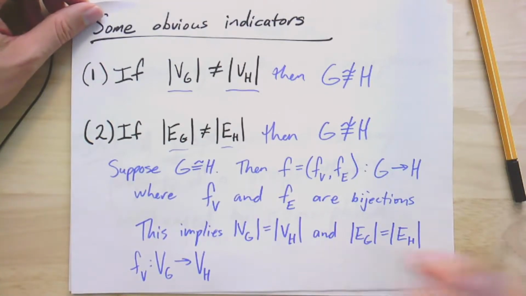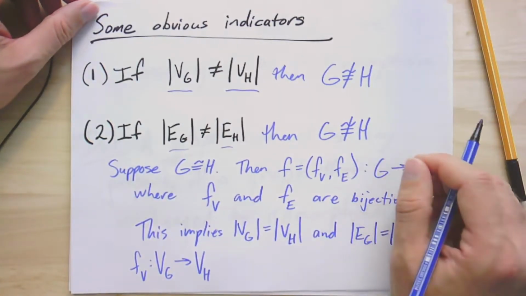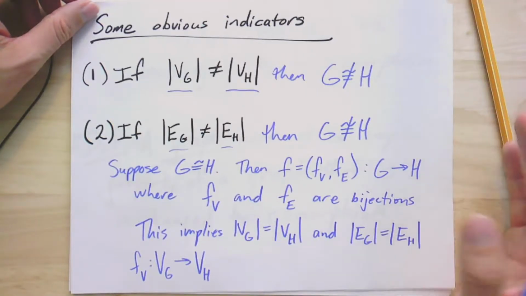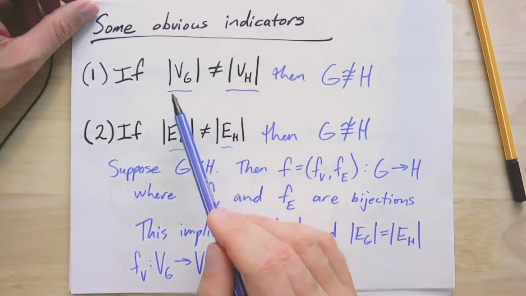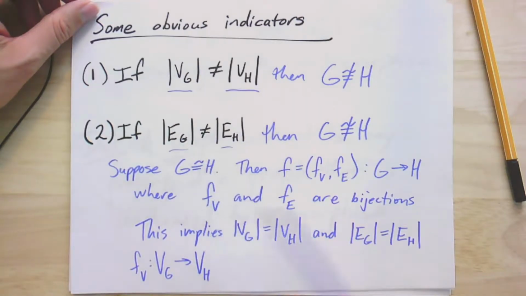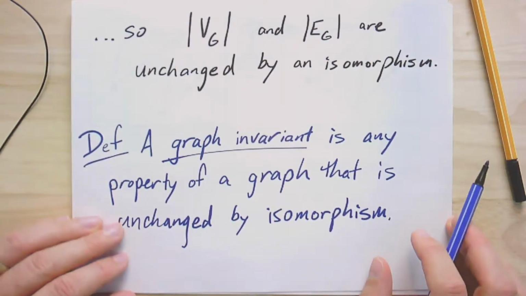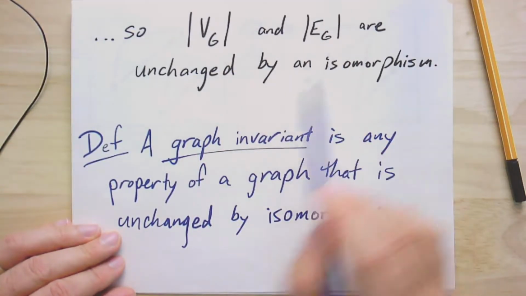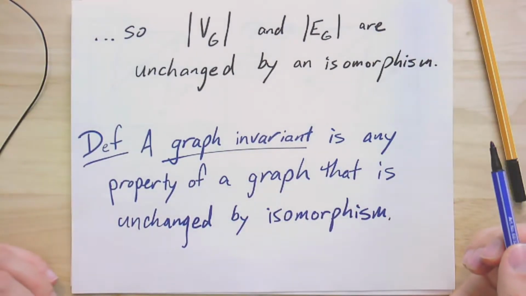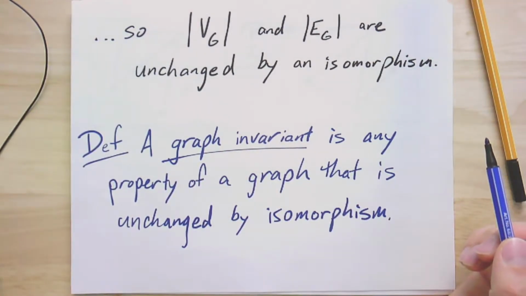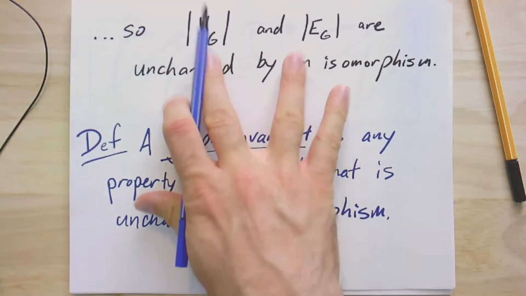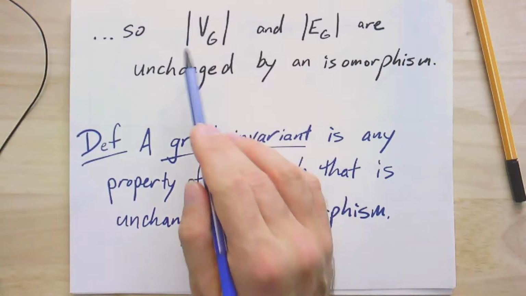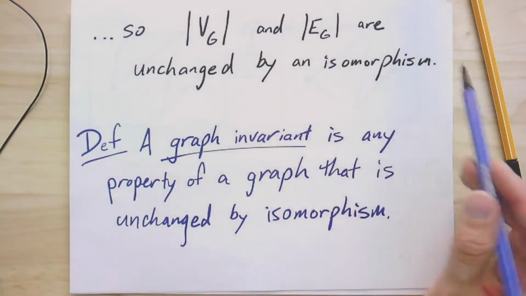So this was, I think, the obvious way to see that two graphs are clearly not isomorphic. But just because it's obvious doesn't mean we don't work it through the definition to see that this really is true. So what we've really shown here is that the size of the vertex set and the size of E_G are unchanged by an isomorphism. So any isomorphism that I use between G and any other graph, the new graph will have the same size vertex set and the same size edge set.